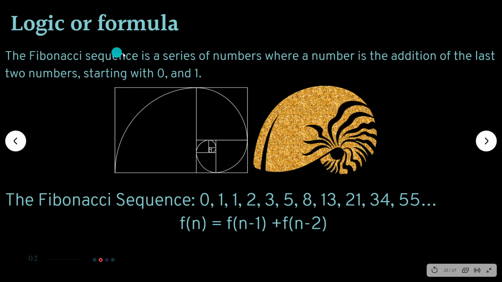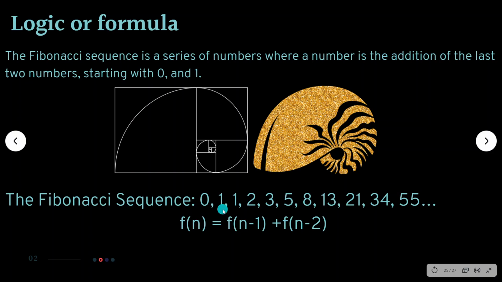Fibonacci sequence is a series of numbers where a number is the addition of the last two numbers, starting from 0 and 1. So basically, it is an example of Fibonacci sequence. It starts with 0 and 1. 0 plus 1 is 1. 1 plus 1 is 2. 2 plus 1 is 3. 3 plus 2 is 5. 5 plus 3 is 8. 8 plus 5 is 13.